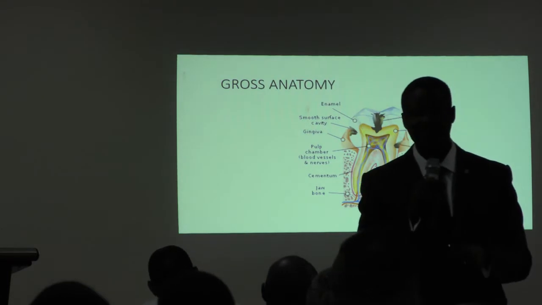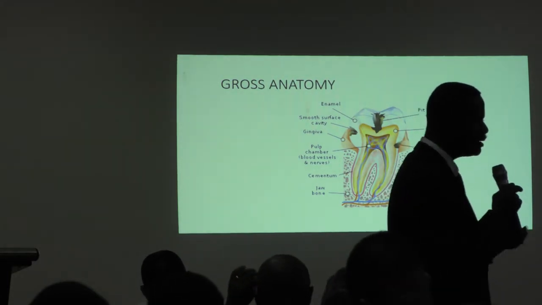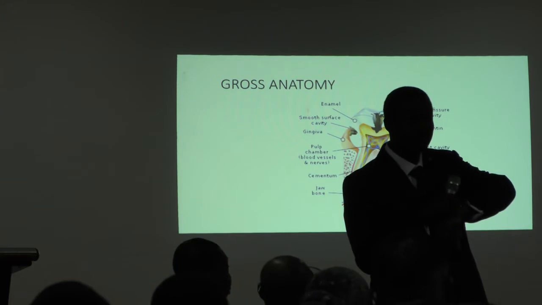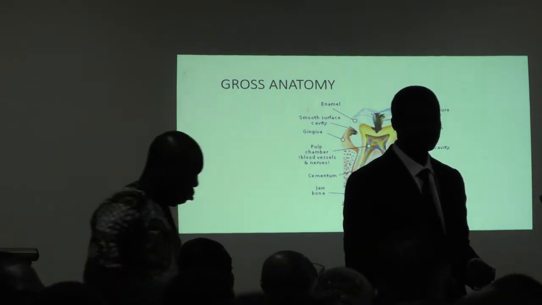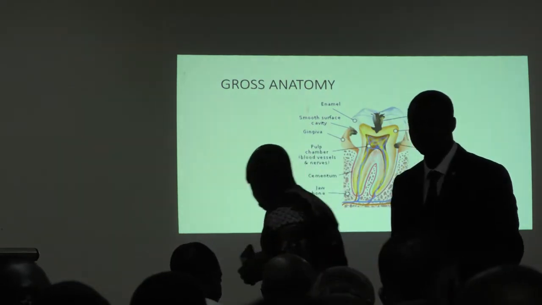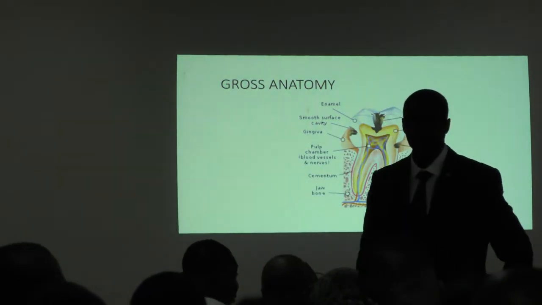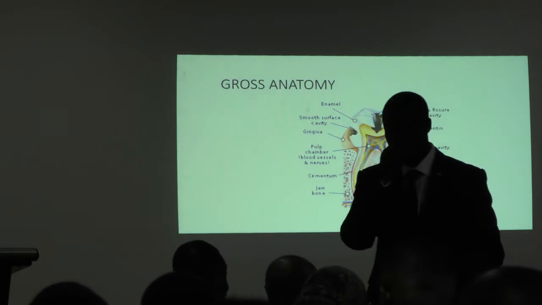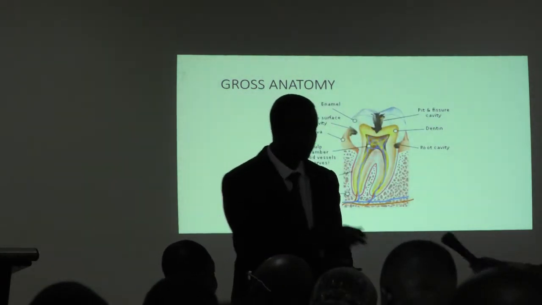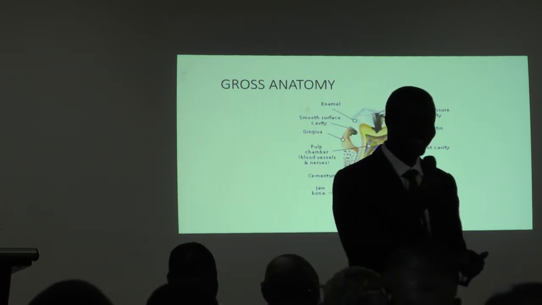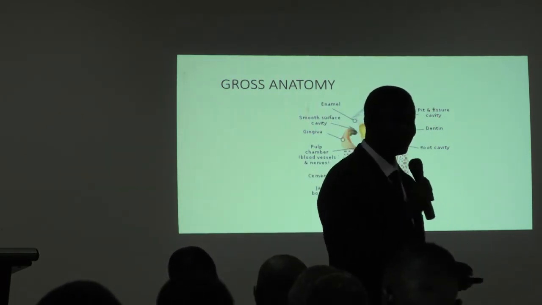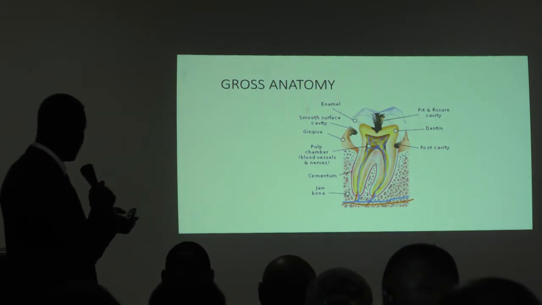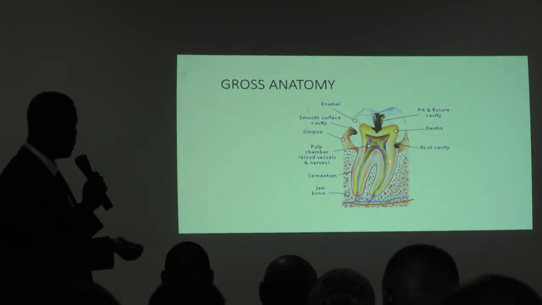The properties we have, the reversible and irreversible. The initial one. So what I'm saying is, this is the structure of the tooth. We have the enamel, the dentin, and the pulp.